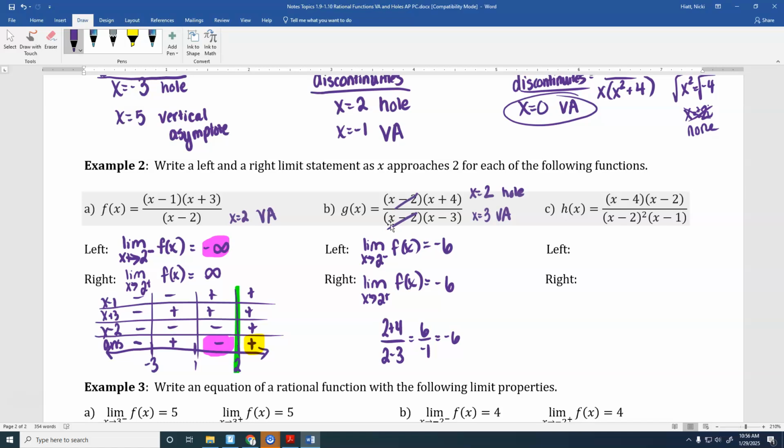It feels wrong to teach you this without teaching you more about limits, but that is what you do. So with vertical asymptotes, you use the sign chart, and then with holes, you just plug in what the hole is. Right.